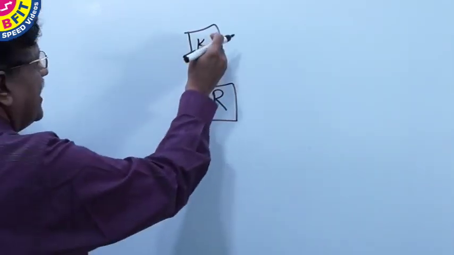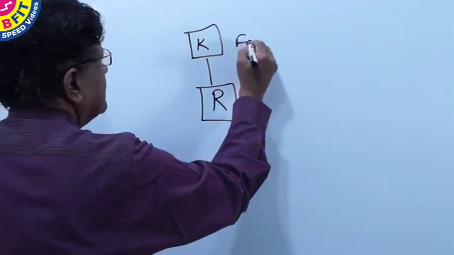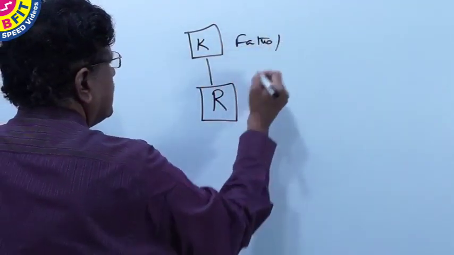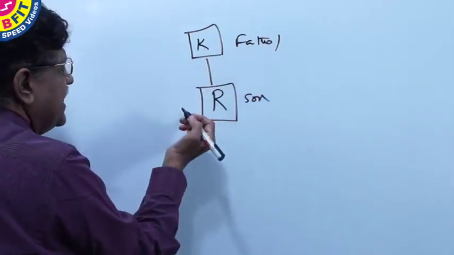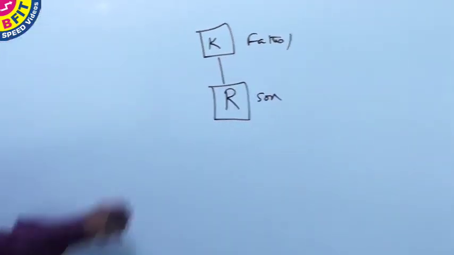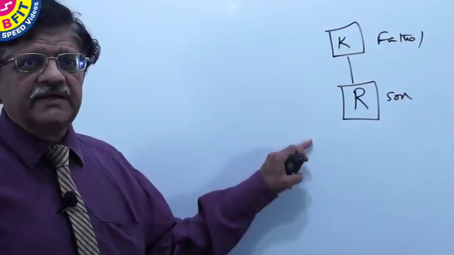Why have I drawn Kumar above? Kumar is the father or mother, we do not know. Rahul is the son. They belong to one generation and Rahul belongs to another generation. Therefore, this has to be maintained.